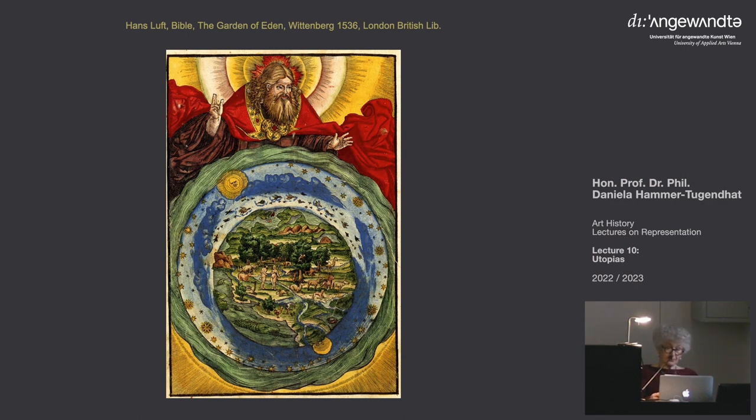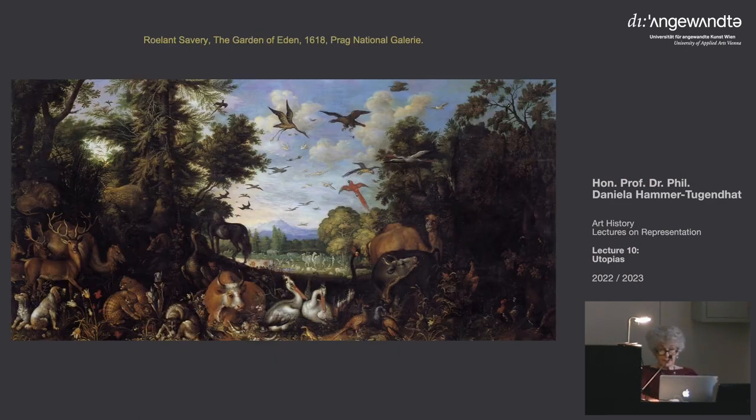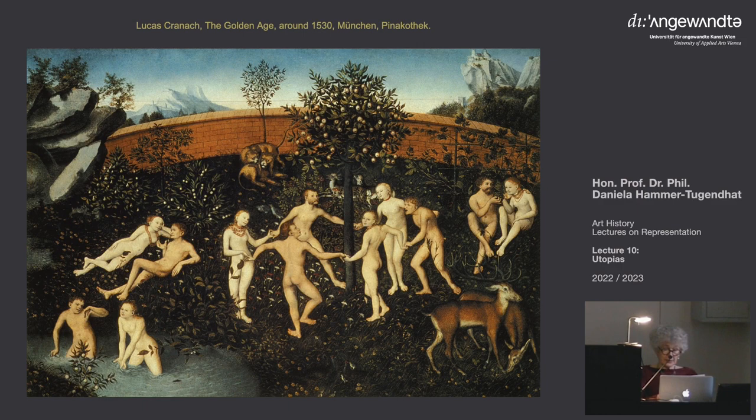When artists wanted to depict paradise on earth, the idea of happiness here on earth, they were forced to draw on pagan myths. After all, in the Garden of Eden, there were only Adam and Eve, and the animals, as depicted here in a painting by Roland Savery. But actually, this scene makes one rather think of a zoo. Another example is Lucas Cranach's Golden Age. Cranach has walled off his paradise. Beyond the wall, one can see that the landscape stretches on into the distance.